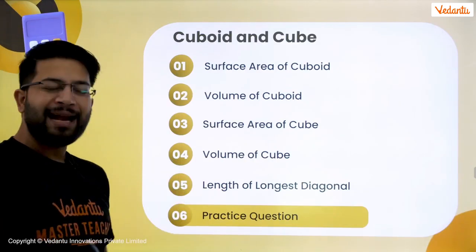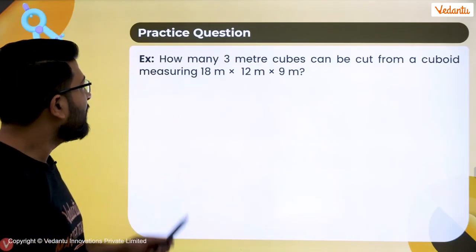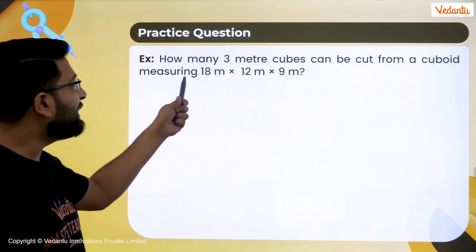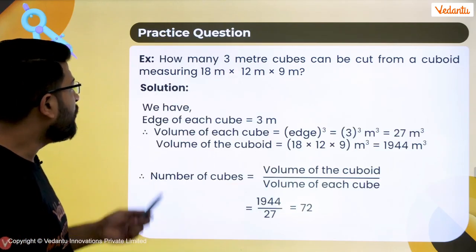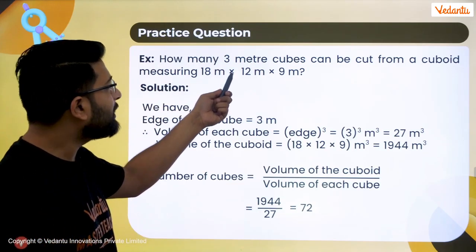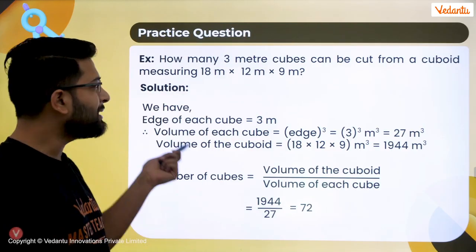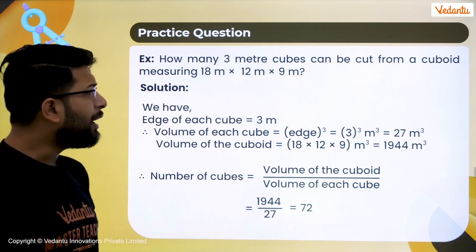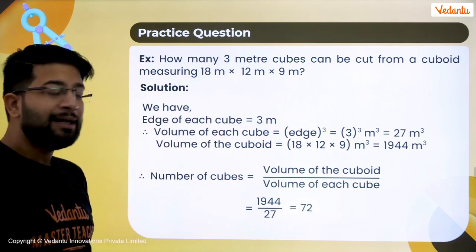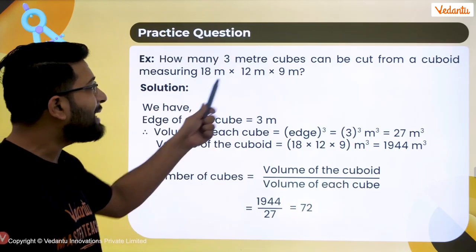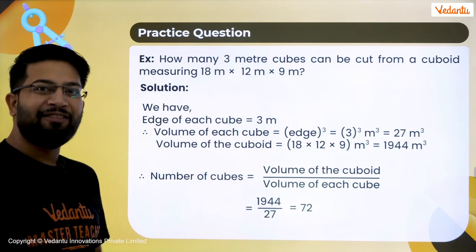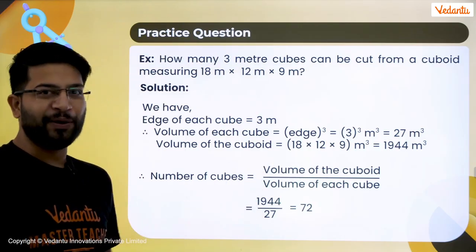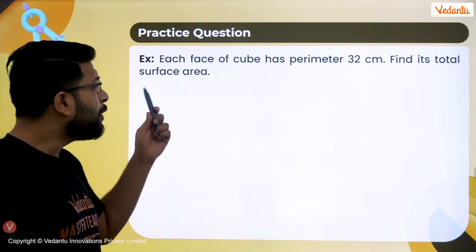Very good. So now champ, let's see some questions also. Look at this one. How many 3 meter cubes can be cut from a cuboid measuring this dimension? Very easy champ. What we can do is find the volume of this cube. Side cube will be 27 meter cube. We can find the volume of the given cuboid also. So in order to find the number of cubes that can be cut from the cuboid, simply divide the volume of the cuboid by the volume of one cube. You will get the number of cubes. Easy peasy.